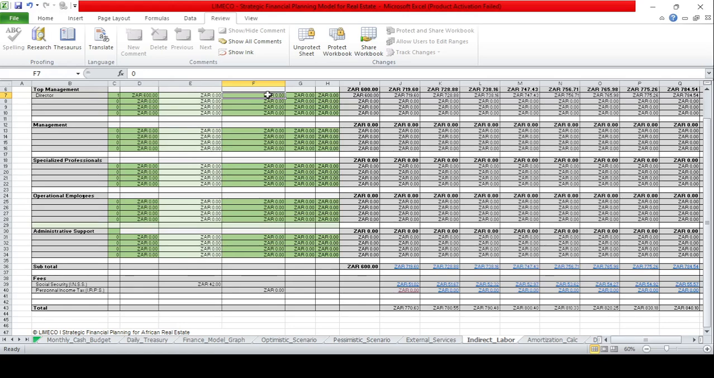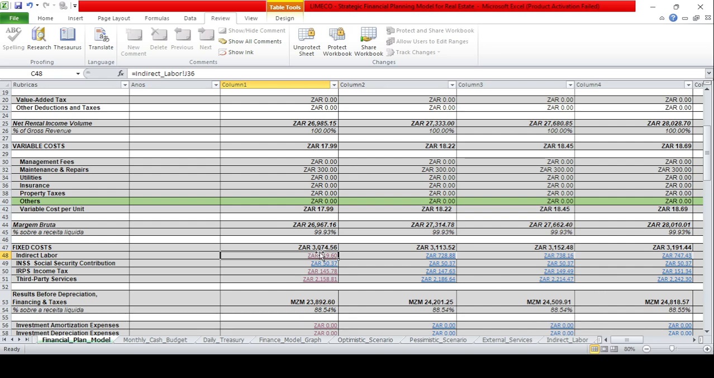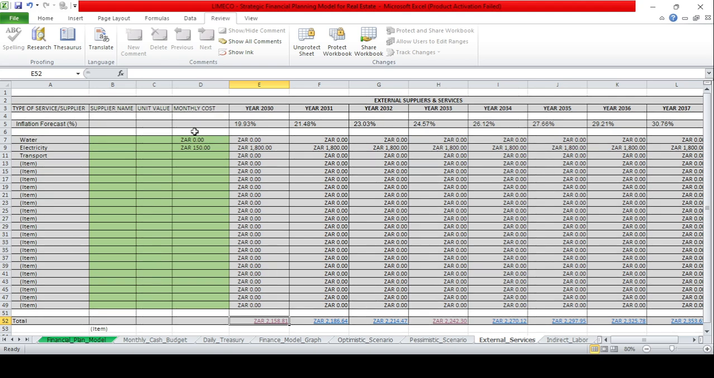Income tax 110 rands. Indirect labor, social security and the personal income tax come in the same table in the code directly to the financial planning table, and they are here. Now we have third-party services filled, at 100 rands. The electricity, I don't like this example.